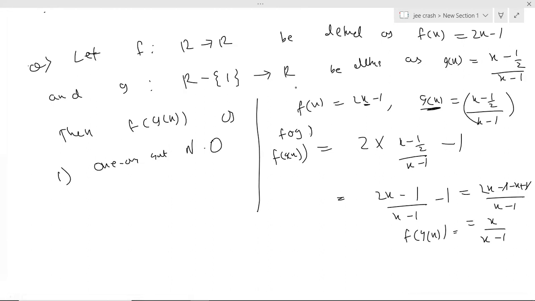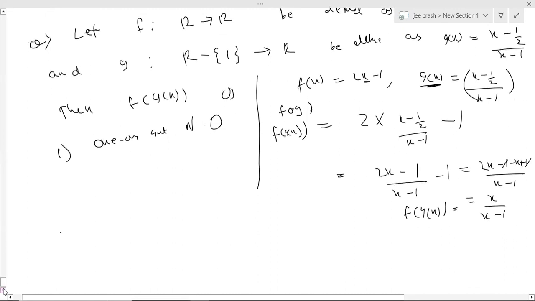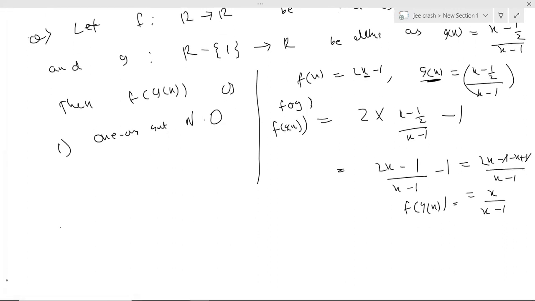Right, absolutely correct. This is 1 1 function. And is it on to? We check it. Okay. Absolutely correct answer, Priya.